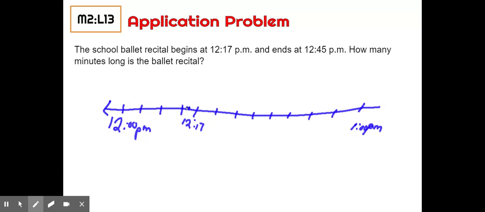So we have to count, first of all, to the closest 10. And I always round to the next 10, which is 20. So I'm going to go to 12:20. So here's 12:20. So that's 1, 12:18, 12:19, 12:20. Well, how many minutes is that? Did you say 3? Perfect. So that is 3 minutes.